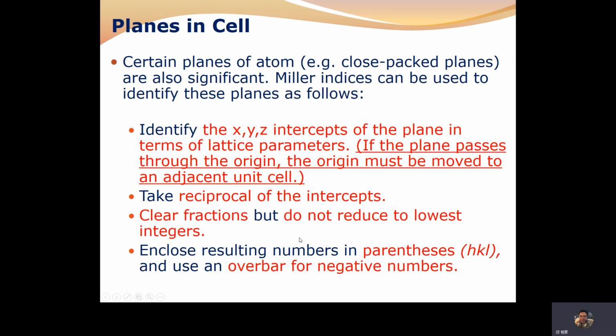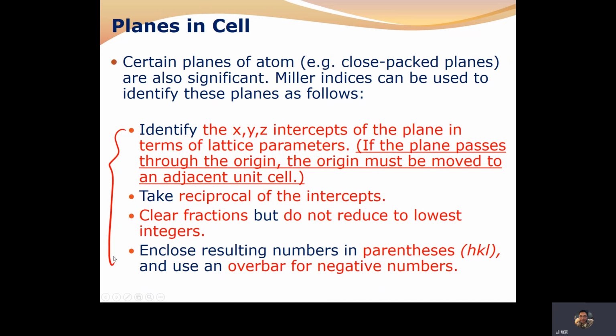Okay, so there are some steps to figure out the crystallographic plane. First, identify the x, y, z intercepts of the plane in terms of lattice parameters. If the plane passes through the origin, the origin must be moved to an adjacent unit cell. I will show you some examples later. And then take the reciprocal of the intercepts, clear fractions, but do not reduce to lowest integers.